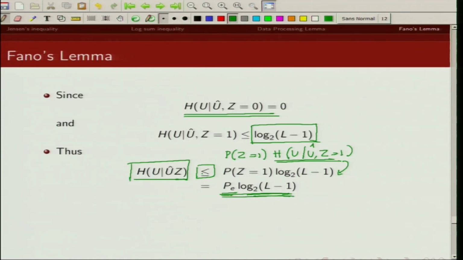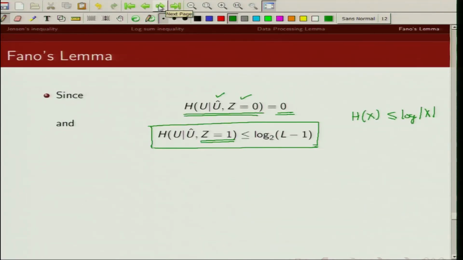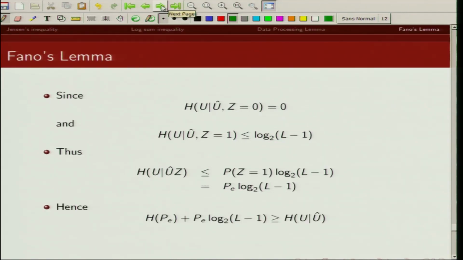Now when is this equal to this? When all the errors are equally likely to happen. We know that H of X is equal to log of the number of possibilities of X when X is uniformly distributed. So when all the L minus 1 erroneous possibilities are equally likely, then this happens with equality. So in this expression of H of U given U hat and Z, we can plug in this upper bound. If we do that, what we get is this expression.